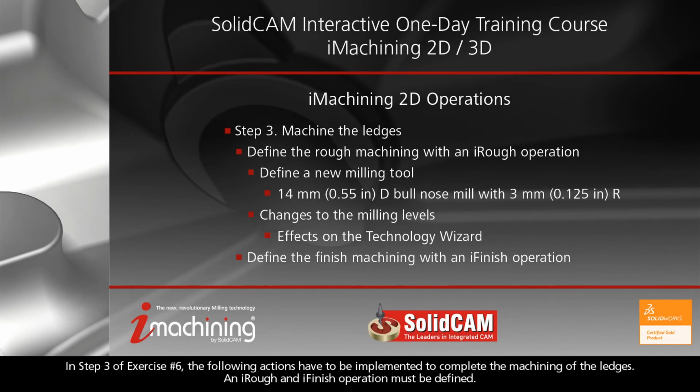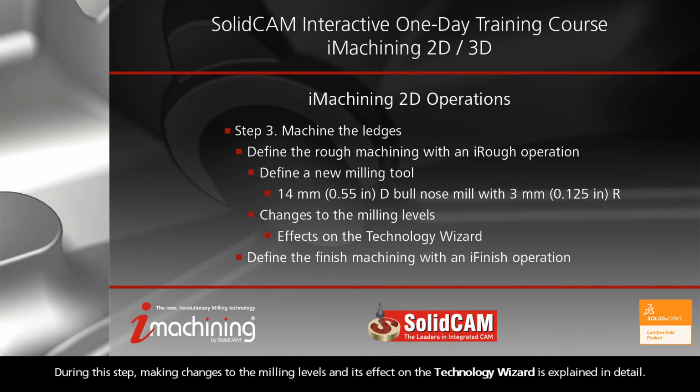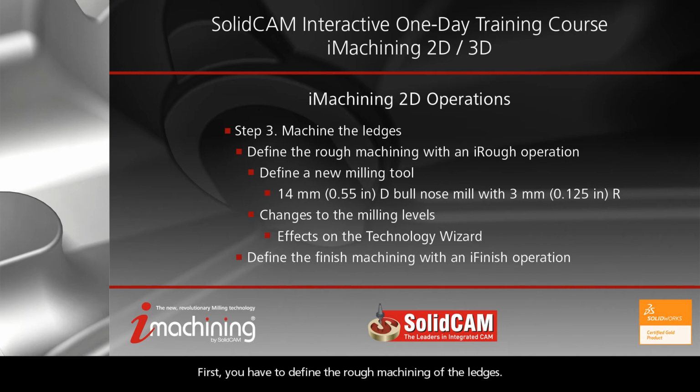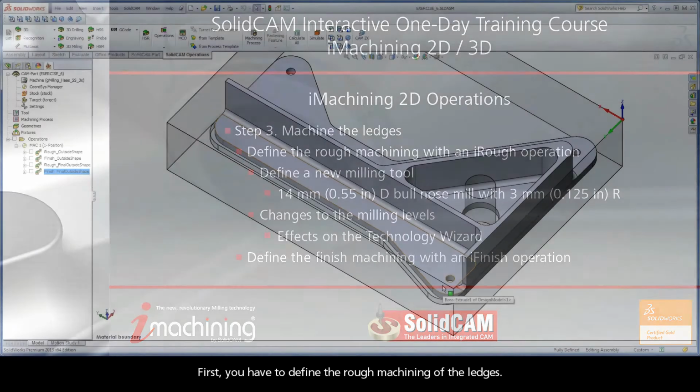In step 3 of exercise number 6, the following actions have to be implemented to complete the machining of the ledges. An iRough and iFinish operation must be defined. During this exercise, making changes to the milling levels and its effect on the technology wizard is explained in detail. First, you have to define the rough machining of the ledges.